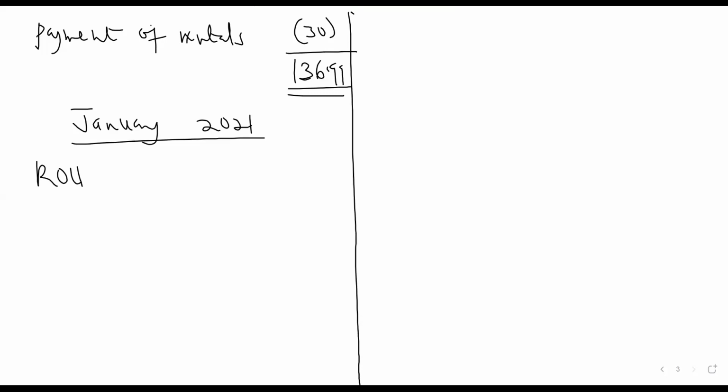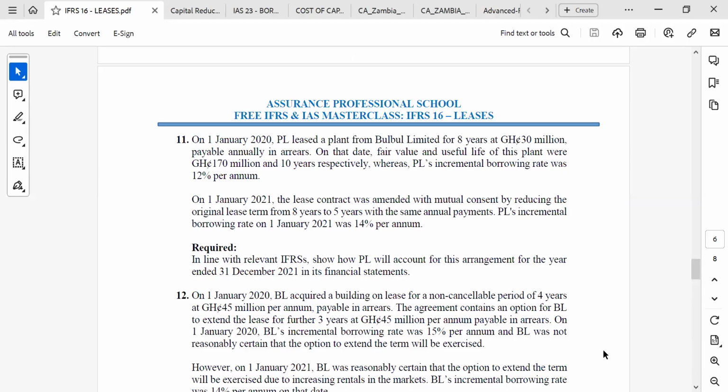But you can't do the 2021 without calculating the figures for 2020 or without doing the initial recognition. Before the amendment, how was the lessee accounting for this? That's what we have done. They accounted for this in the first year. But the focus is to show the extract for 2021.